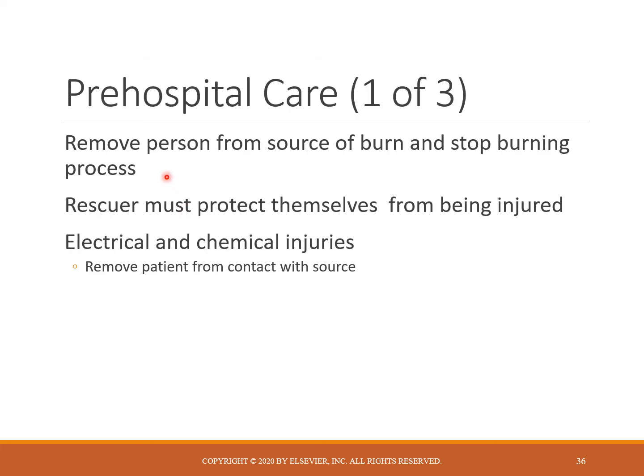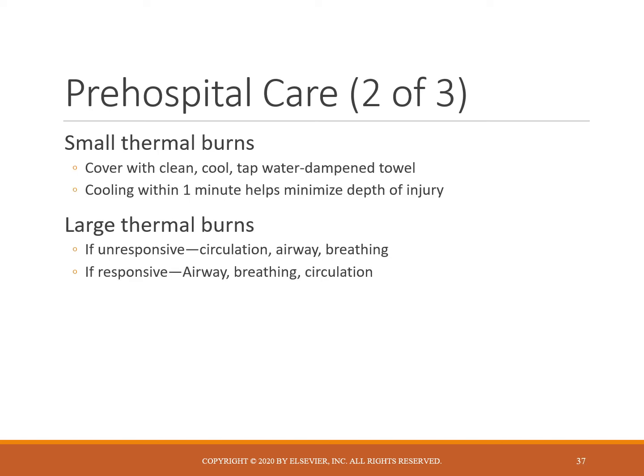Now, pre-hospital care. If your patient, let's say, is at home and had this burn injury, our priority is for that person to be removed from the source of burn and to stop the burning process. So the rescuer, whoever that is, needs to protect themselves also and remove the patient from contact with the source, whether it's electrical or chemical burn injuries.